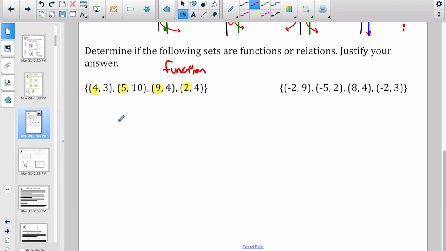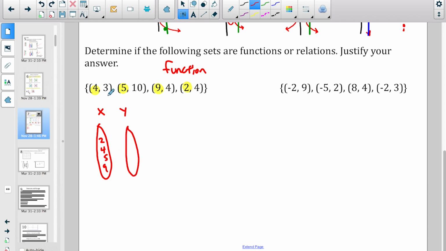So how does this work? Well, again, that's the quickest way to do it. We don't have any repeating x values, which means that there is no single x value that's related to more than one y value. If we decide to use a mapping diagram, we know we've got 2, 4, 5, and 9.